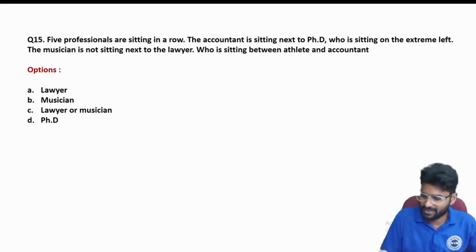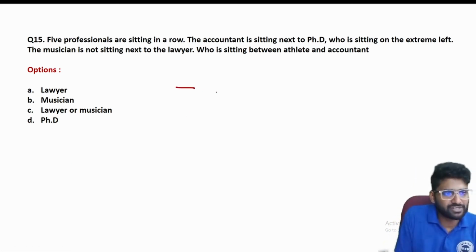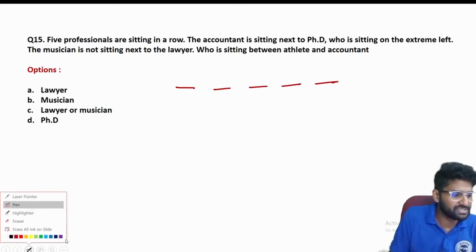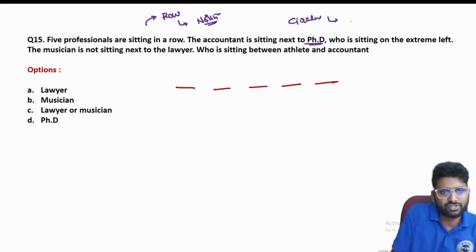Now see the question from arrangement. There are 5 professionals sitting in a row. So these are the 5 professionals sitting in the row. Now the accountant is sitting next to the PhD. If it is any row arrangement and the direction is not mentioned, remember that north is always the priority. If it is any circular arrangement and the direction is not mentioned, take towards the center as the priority. Now this is exactly the right hand, this is exactly the left hand.